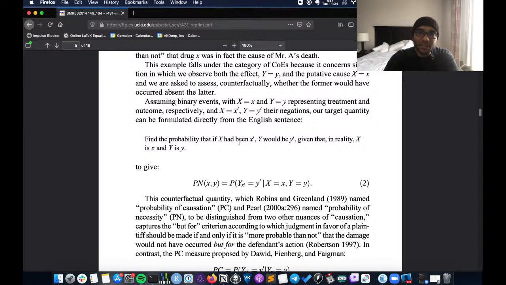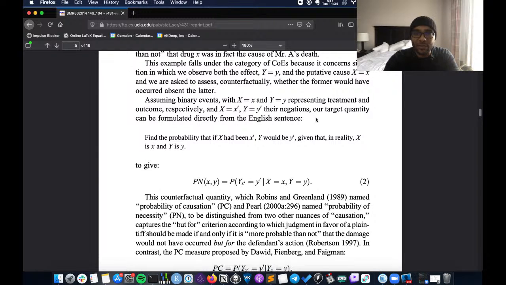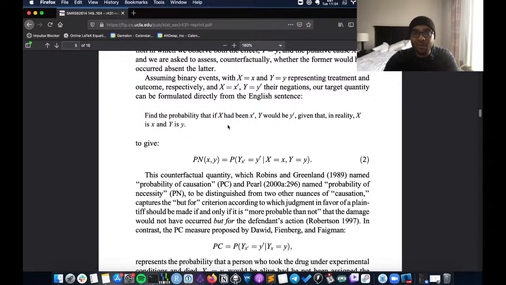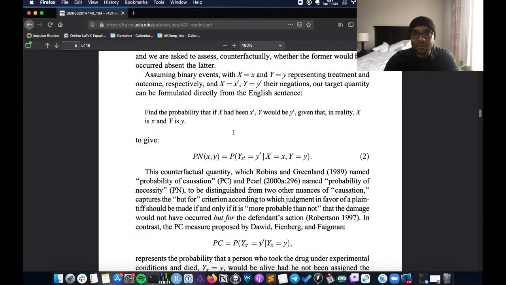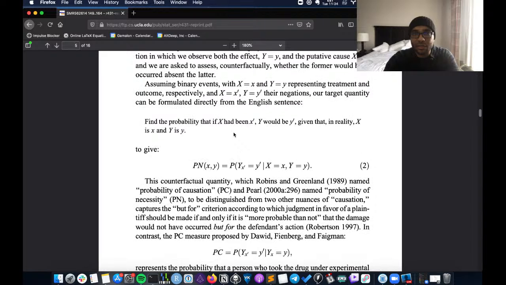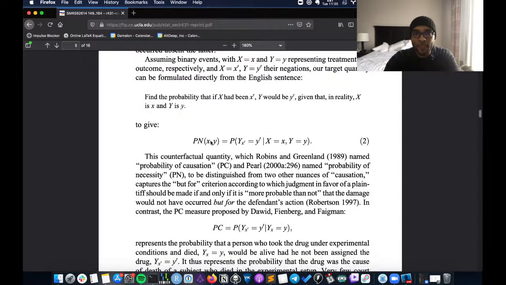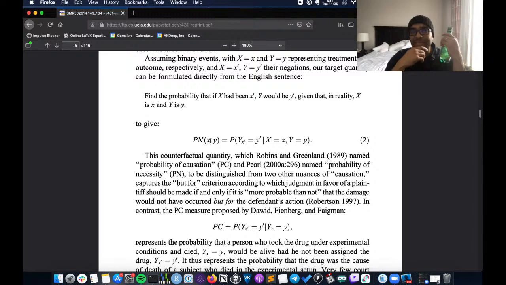So assuming binary events with x equals x and y equals y representing treatment and outcome respectively, and we have these negations, our target quantity can be formulated directly from the English sentence. X prime and y prime are their negation. So this x here is used the feature, engaged more. Didn't use the feature, didn't engage. What is the probability that if the person had not used the feature, they would not have engaged, given that in reality they did use the feature and they did engage? And we call that the probability of necessity. That's what PN stands for.